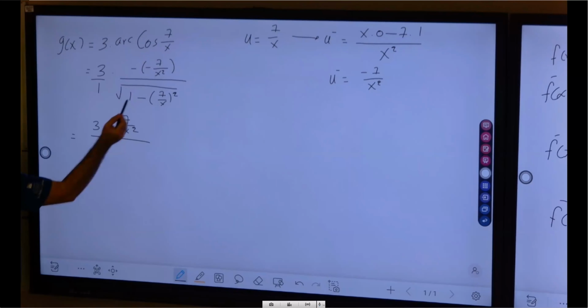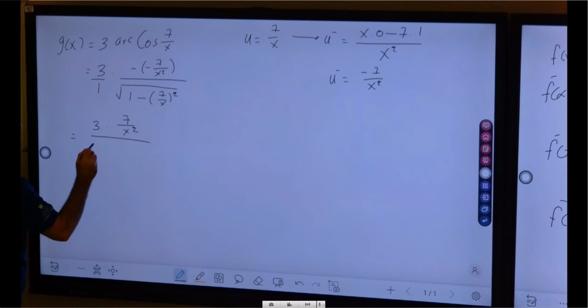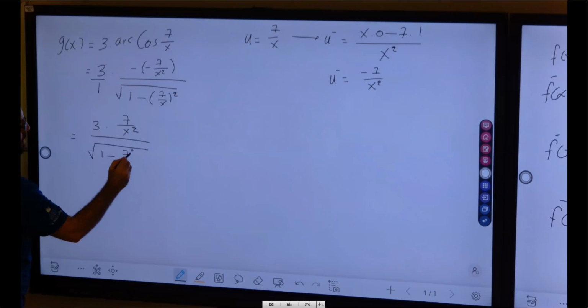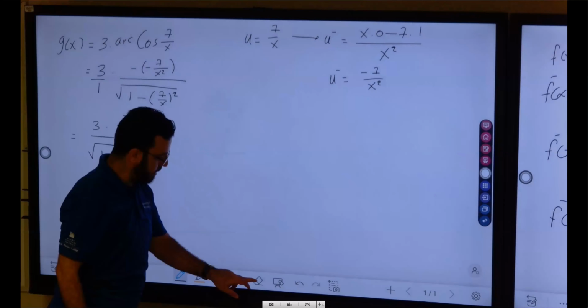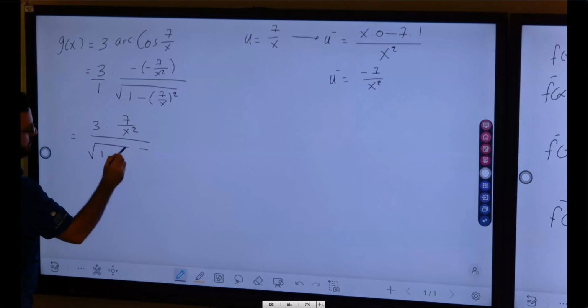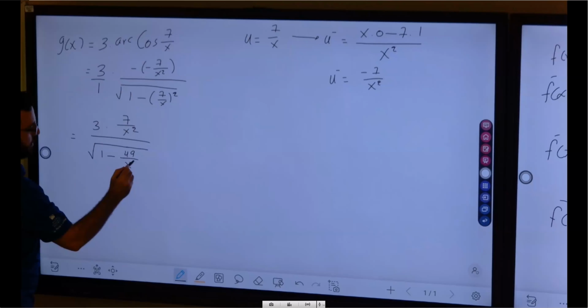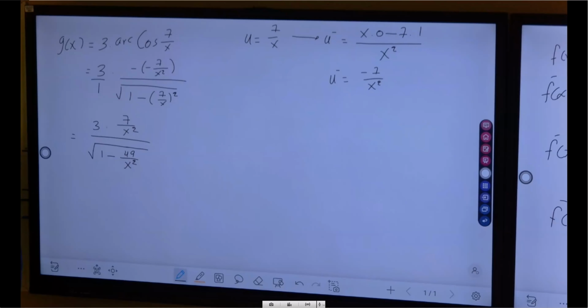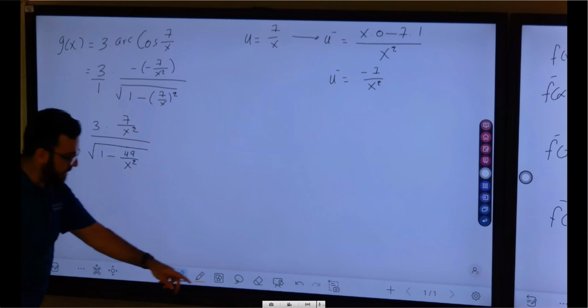And let's check, can we simplify it? Square root of 1 minus 7 squared, which is 49. You don't have to type 7 squared at the end. So 49 over x squared. Now tell me, what's the next step? I'm not going to confuse myself about the 3. You can just keep the 3 out.